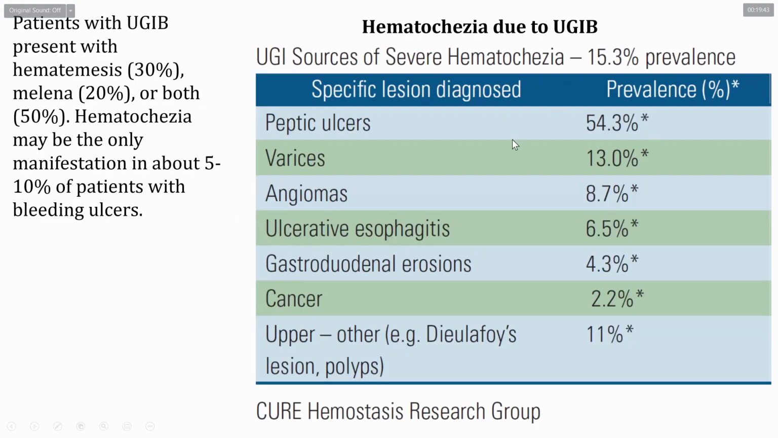Okay, I've already shown you that you can have hematochezia due to upper GI bleeding. That doesn't mean this is the most common. The most common cause of hematochezia is colonic. From upper GI bleeding, the most common cause is peptic ulcer disease and then variceal upper GI bleeding, okay? And there are other causes which are rare.